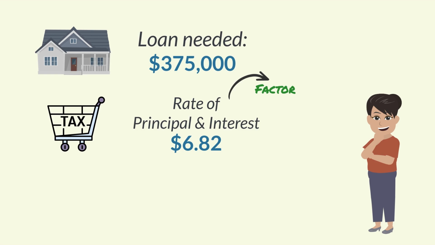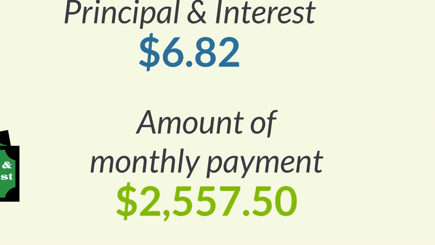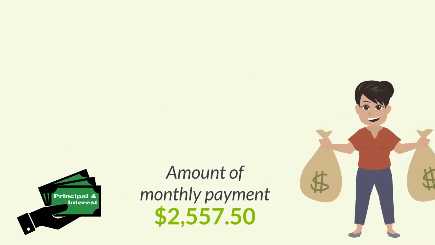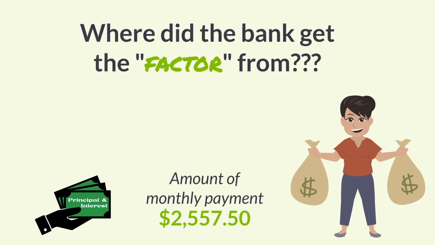If she's borrowing $375,000, we can divide that amount by 1,000. This gives her a monthly principal and interest payment of $2,557.50. Luckily, Claudia has a great job and can afford this payment, but she still has another question. Where did her banker get the factor or rate of principal and interest from?